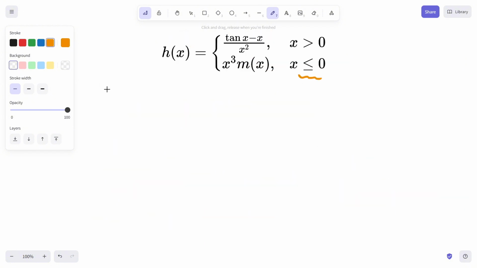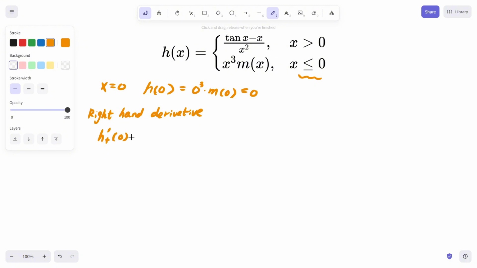Step 3 is the behavior at x equals 0. Now comes the critical part, analyzing the behavior at the point where the function changes definition, which is at x equals 0. First, we find the right-hand derivative. That is, the limit of the difference quotient as x approaches 0 from the positive side. So we compute the limit of the expression tangent of x minus x, all divided by x squared, as x approaches 0 from the right.